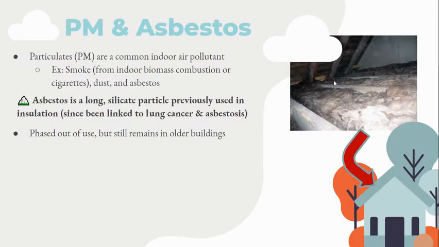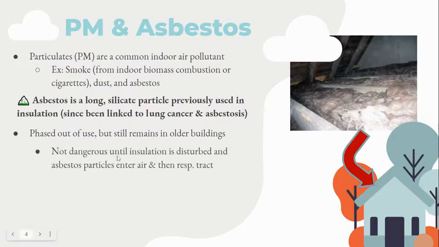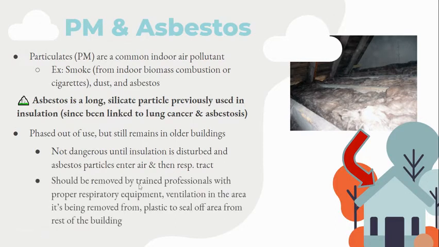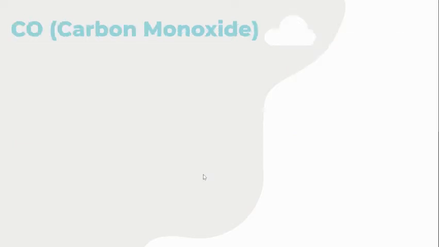That's why older buildings typically need to be inspected before any construction or repairs are done, or before it's demolished, because this can't just be left in here. It has to be removed by professionals. It's not dangerous until insulation is disturbed and asbestos particles enter the air as dust and such, and then they enter the respiratory tract. Trained professionals, again, with proper respiratory equipment, because this is very dangerous stuff when it is disturbed. They use plastics to seal up the area from the rest of the building. So it's an important thing to know about for sure.